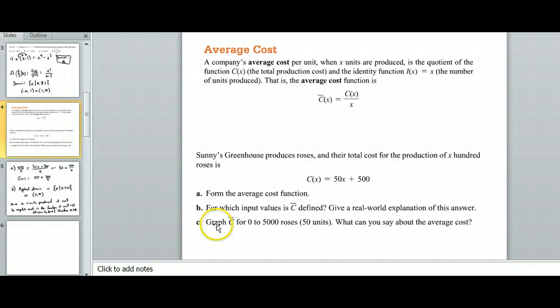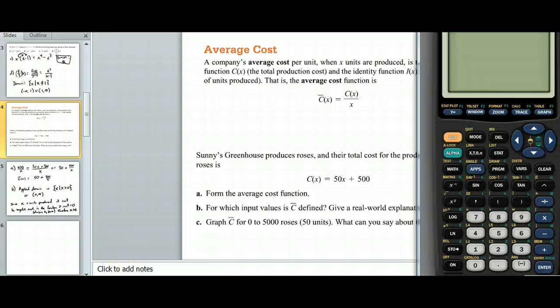Alright, then part C says graph that for 0 to 5,000 roses. What can you say about the average cost? So we're going to graph our average cost function. So I'm going to say that's 50 plus 500 divided by x. Alright, and we're going to go to the window. They want us to graph it for 0 for the x minimum to 5,000. Alright, and then we're going to make our scale, let's make our scale go in 500s.